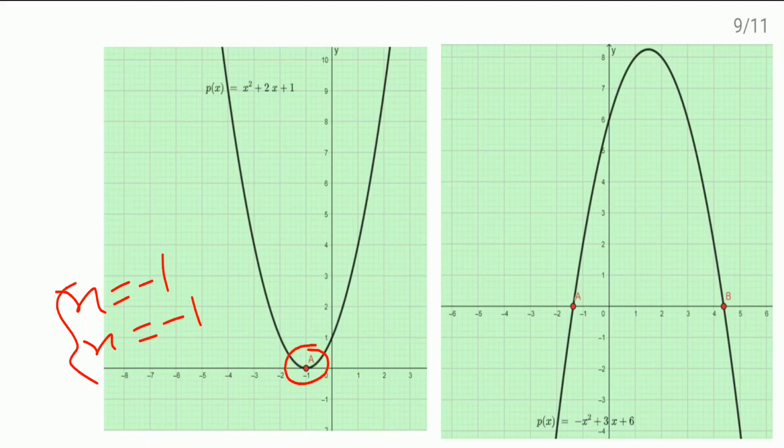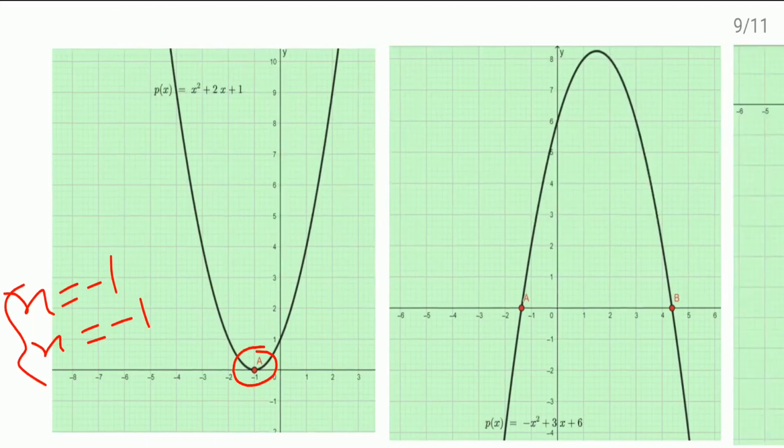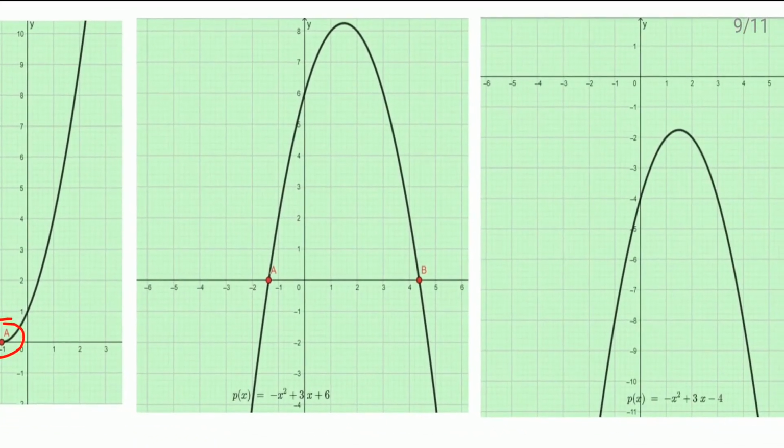Correct? Now come to the second one here. At this place, this graph is intersecting the x-axis at two places. That means two distinct zeros. So here x equals some value, and at this place also x equals some value. That means this polynomial has two distinct zeros.